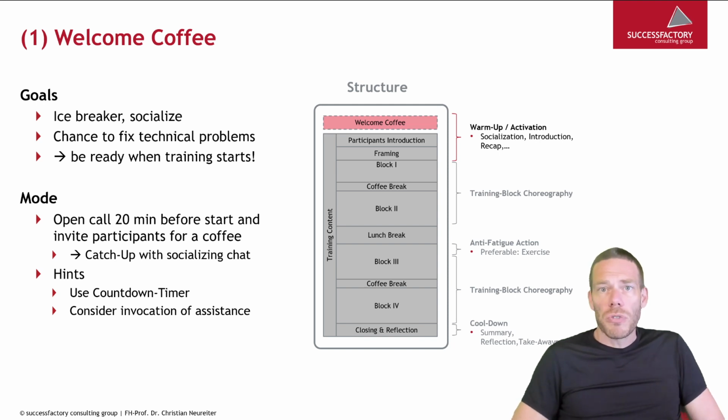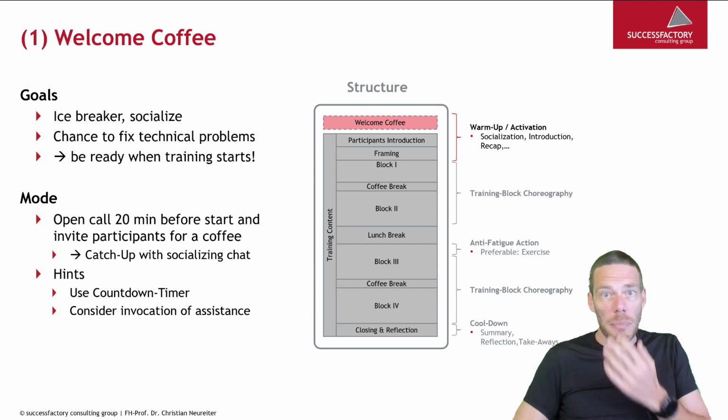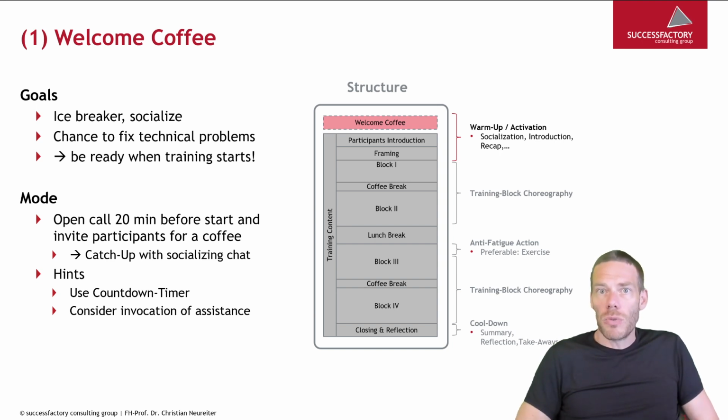So what I prefer to do is, when the training starts at, I don't know, 9 o'clock, I'm opening the call at the latest at 8:40, so 20 minutes earlier, and I'm inviting the participants in the chat to join me for a coffee. You can mention all the names, or you can mention the whole name of the channel that you're in, which basically triggers a message that the participants will receive directly. So they have the chance to enter the call early, to have a chat with a coffee, and maybe to also fix some remaining technical problems.